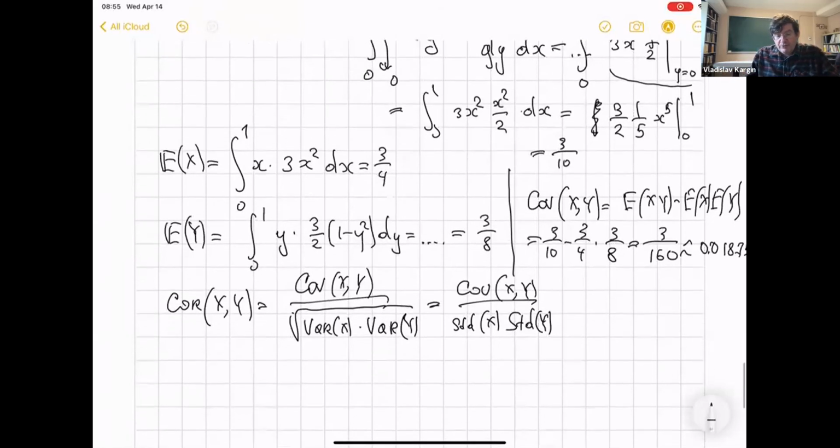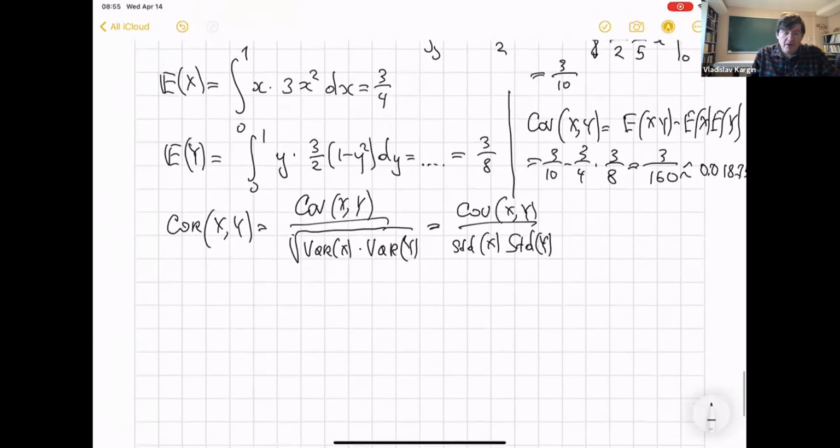And so now if you want to calculate this thing, you'll need to know what's the variance of x and what's the variance of y. This is again a more or less lengthy calculation. So the variance of x, by definition, is the expectation of x squared minus the expectation of x, squared. So we'll need the expectation of x. We already know that it's equal to 3/4. And so what's the expectation of x squared? Well, again, you'll need to do a calculation.